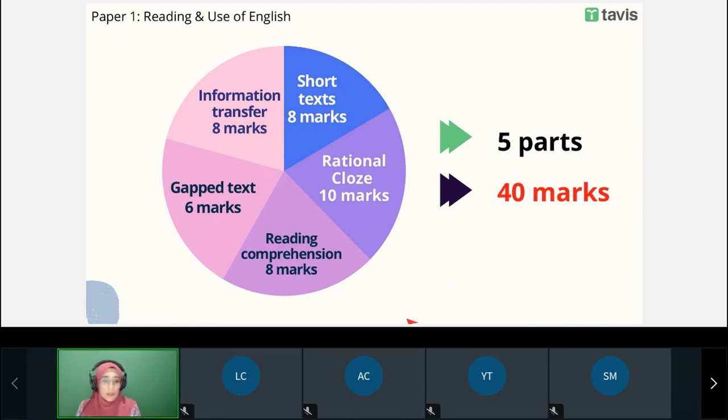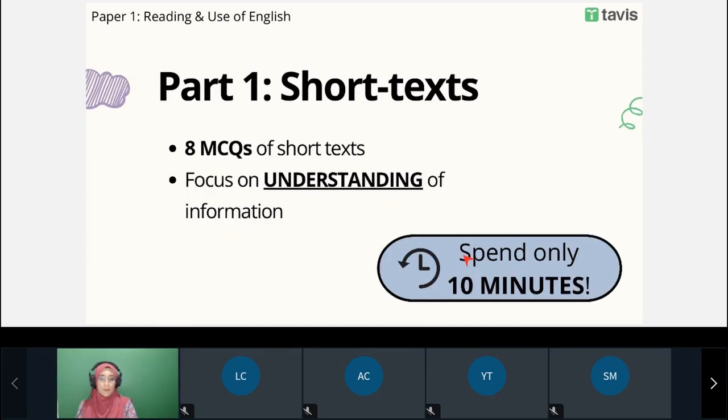So again, let's move on to this. Just a simple introduction. Part 1, short text. There are 8 multiple choice questions of short text. You'll be given options A, B, and C. And this part particularly focuses on your understanding of information.